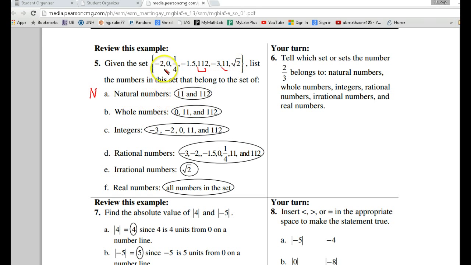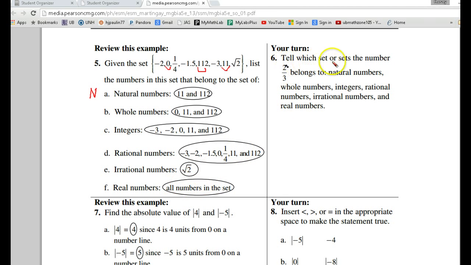Whole numbers. Now we add a 0 to that. And these others. Integers also include negative numbers, but in a sense, negative whole numbers, the opposites of these. And then rational numbers, any of these are all rational numbers, plus the fractions that either terminate or have a repeating pattern. And then the irrational and real numbers are all of them.